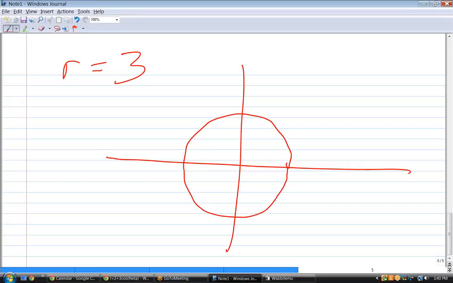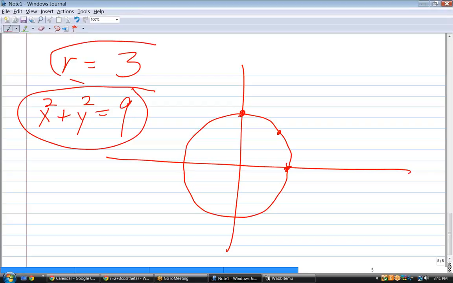In other words, when theta is 0, r is 3. When theta is 45 degrees, r is 3. When theta is 90 degrees, r is 3. And it just is a circle. And therein lies the value of polar coordinates. Notice the xy equation for this: x squared plus y squared equals 9. Which is easier to work with? r equals 3 is much simpler.